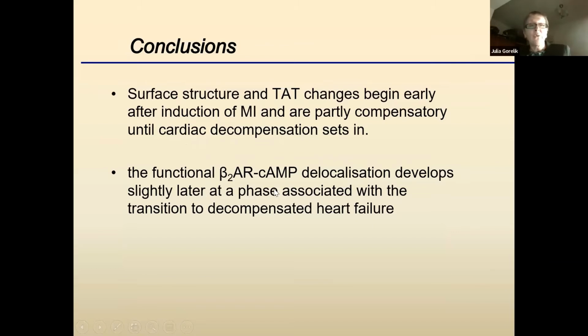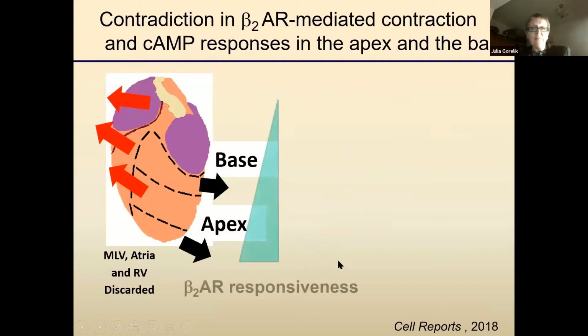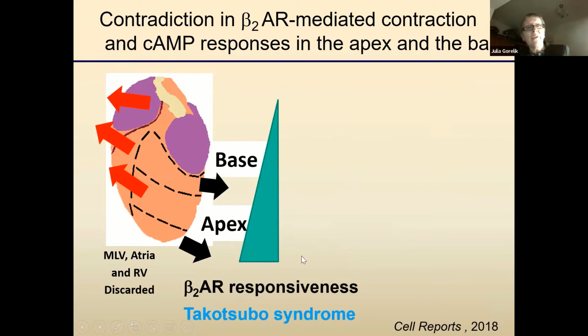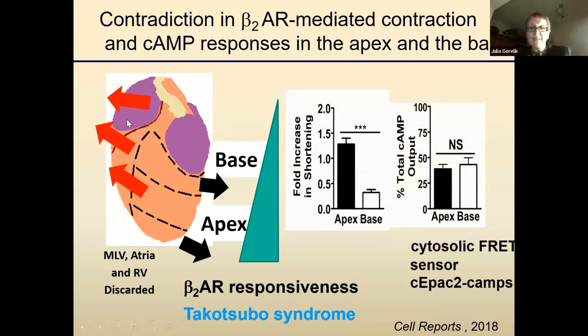And the functional beta-2 receptor delocalization develops slightly later, at the phase associated with the transition to decompensated heart failure. What's interesting, we found recently a regional difference in beta-2 receptor signaling in the left ventricle. And everybody knows the beta-2 responsiveness in Takotsubo syndrome, when we have an apical ballooning in the apical part of the heart.